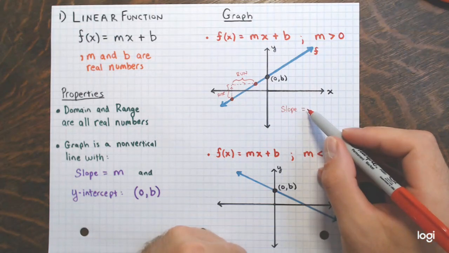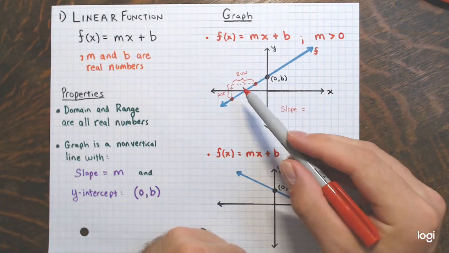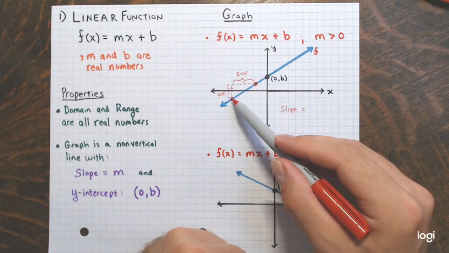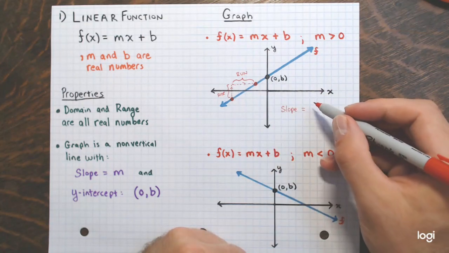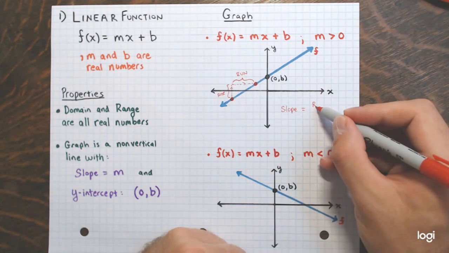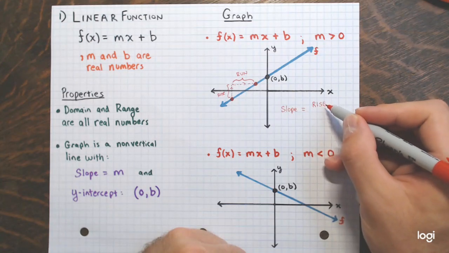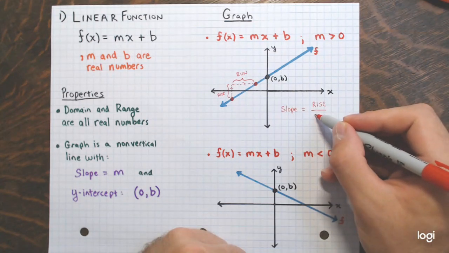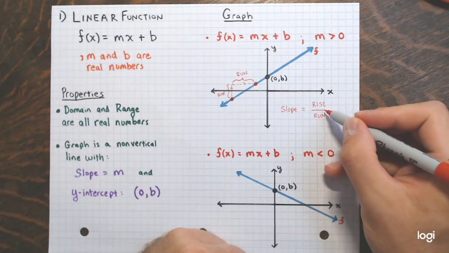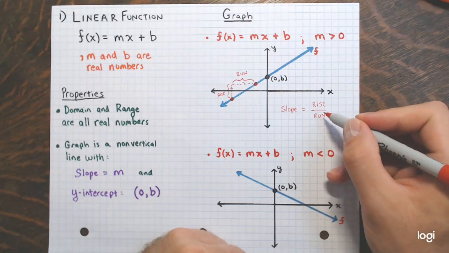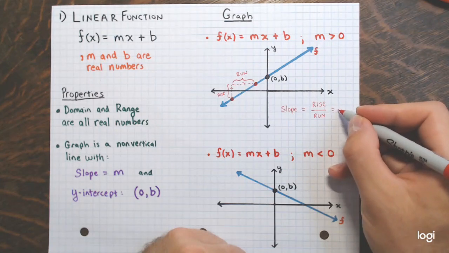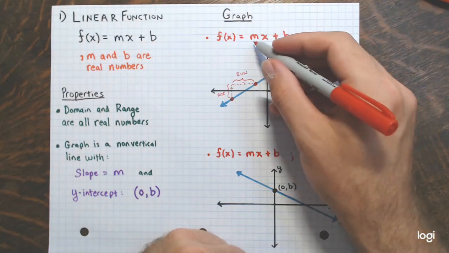But the slope of a line is, if I travel between any 2 points going up and down, left and right, the amount I traveled up and down, the rise, divided by the amount I traveled left and right, the run, that ratio will always be the same. And it'll always be equal to whatever this number m is.